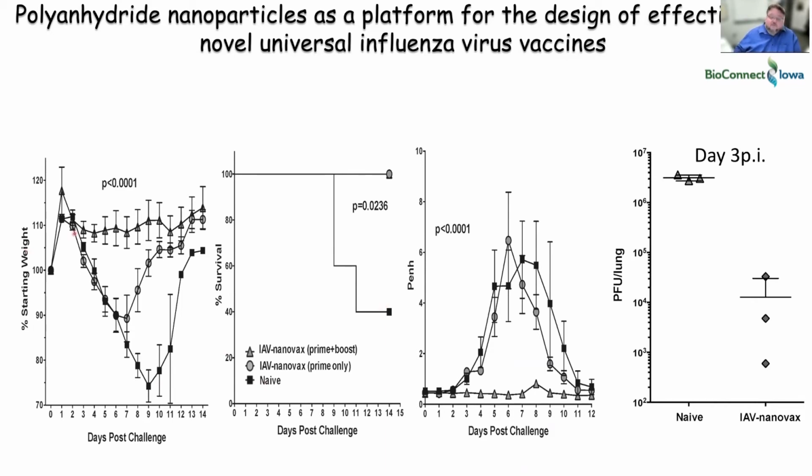And in fact, they lose a substantial amount of weight as a measure of morbidity. And this PNH is a measure of lung function. And you can see that it goes up, meaning that they're having respiratory distress after the infection. But if you look at the prime only, now you get 100% protection, or the prime plus boost, again, 100% protection, no change in weight loss, and no change in lung function. We also observe a substantial and significant reduction in viral titers in the lungs 3 days post-infection.